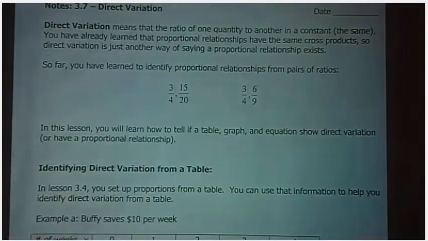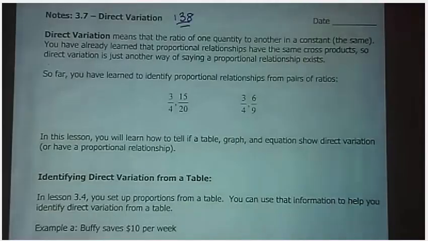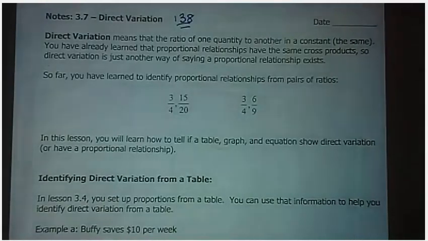Today we're going to be working with section 3.7. We're going to talk about something called direct variation, which is a very fancy term. I know it's very fancy.